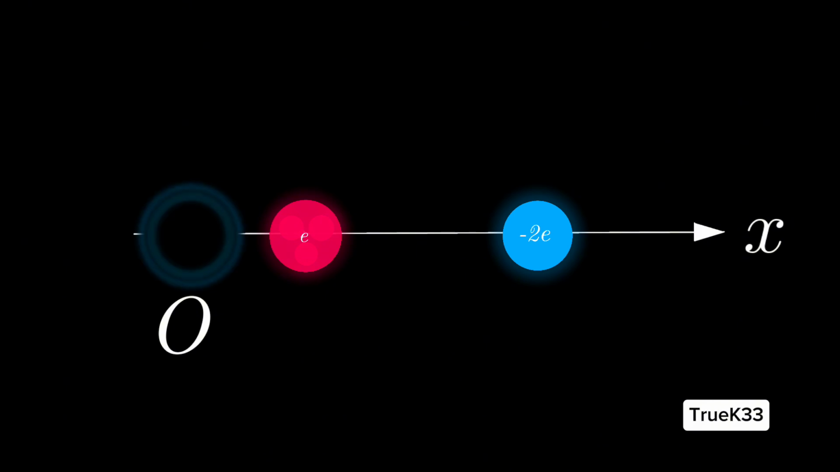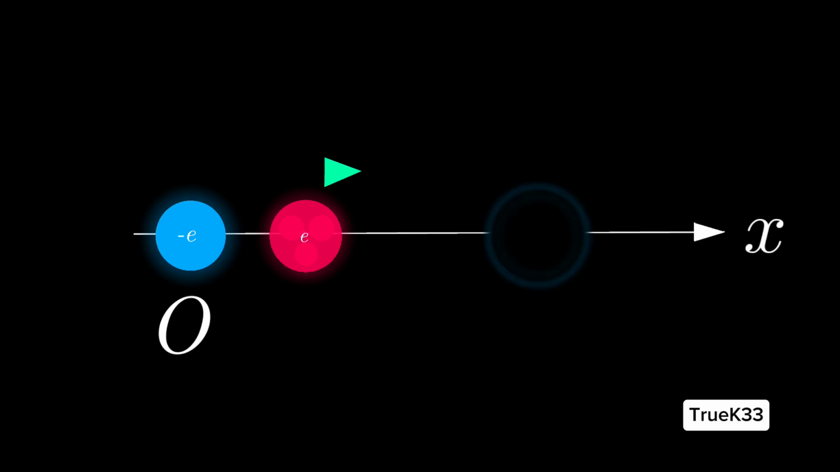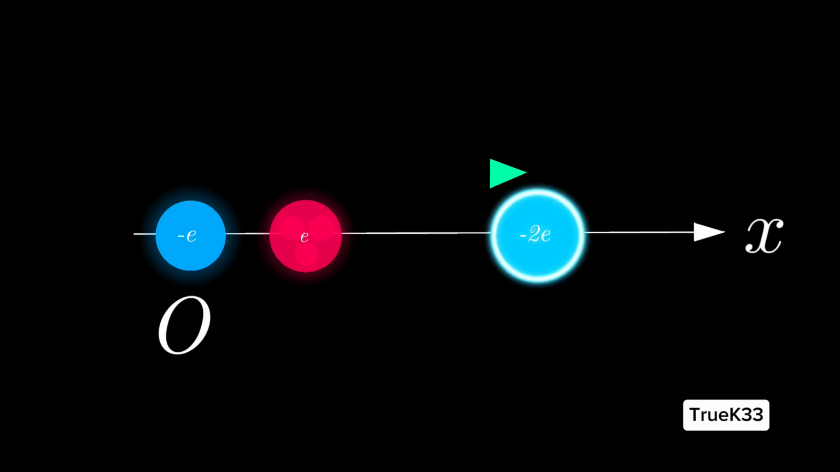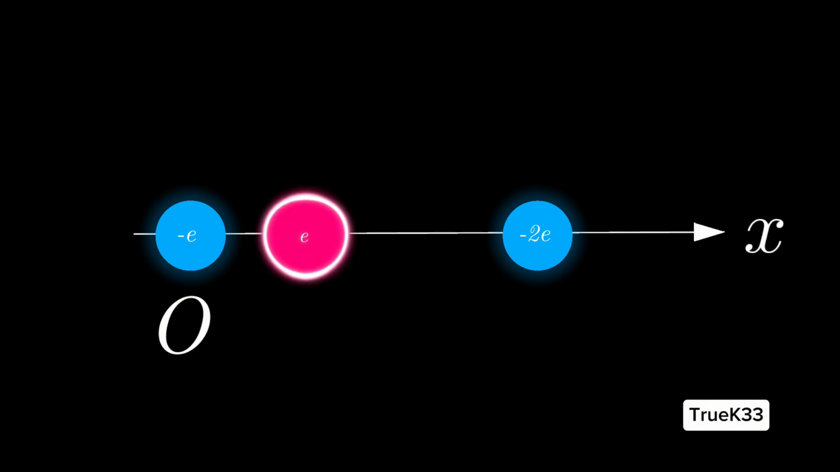The force exerted by the left particle acts in the negative x direction, while the force from the right particle acts in the positive x direction. This occurs because the middle particle has an opposite charge relative to the other two. Because opposites attract, the middle particle is pulled toward both the left and right charges simultaneously.